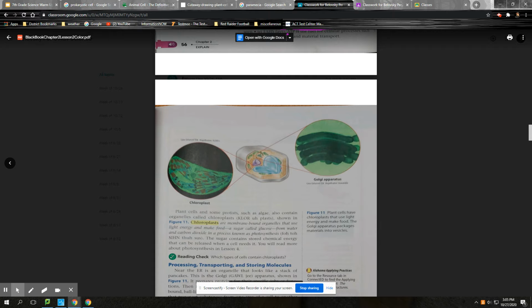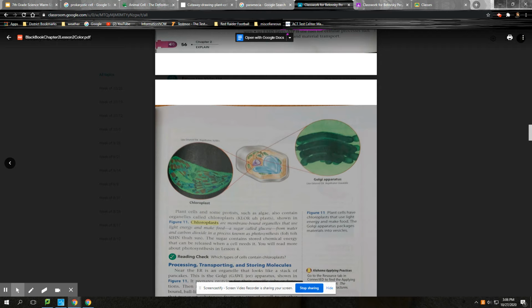Okay. Now, why does the cell need energy? Well, because the cell has got to do things like grow, and it's got to perform tasks like cell division, and it must be able to move things around on the inside of it. So it's got to be able to move around or transport materials on the inside of it.